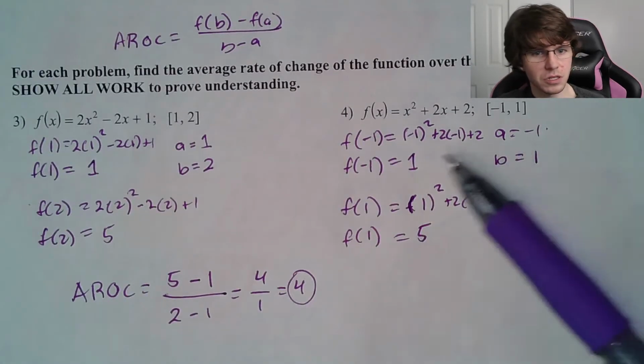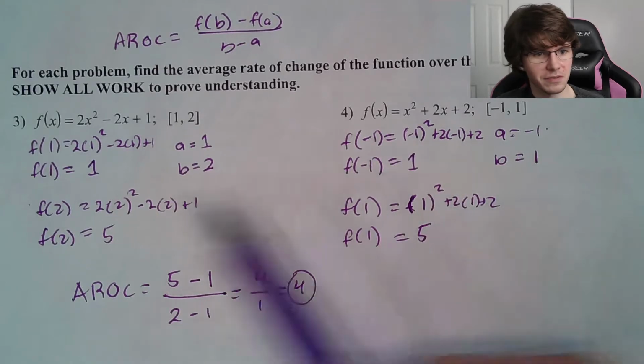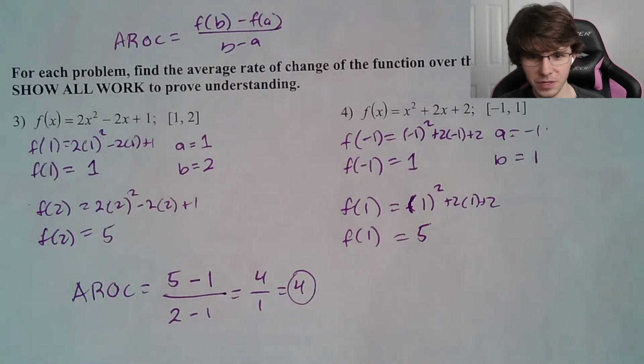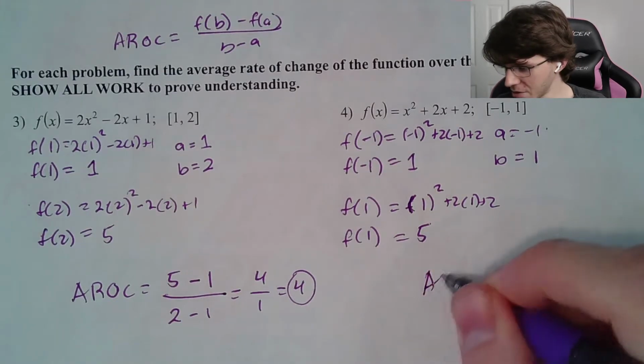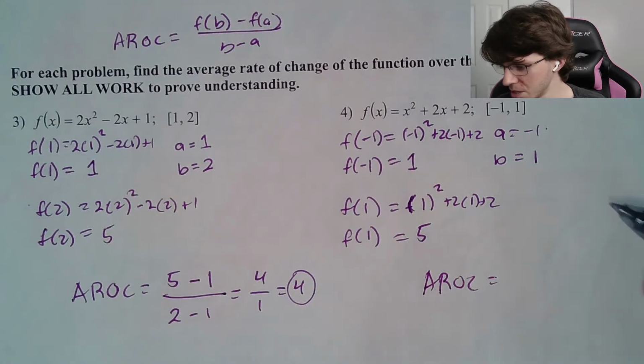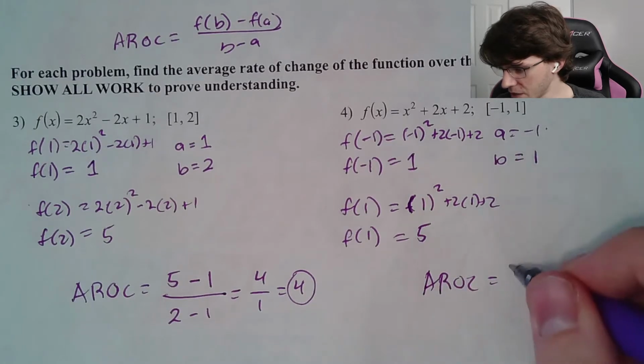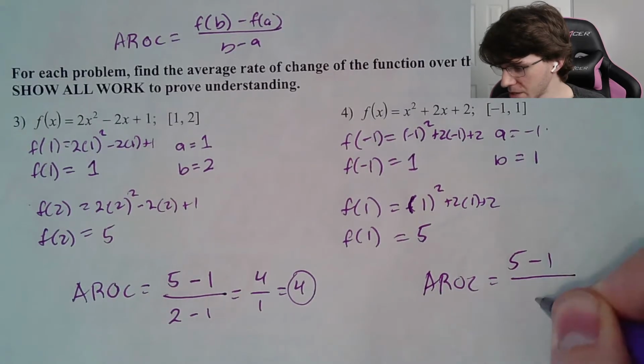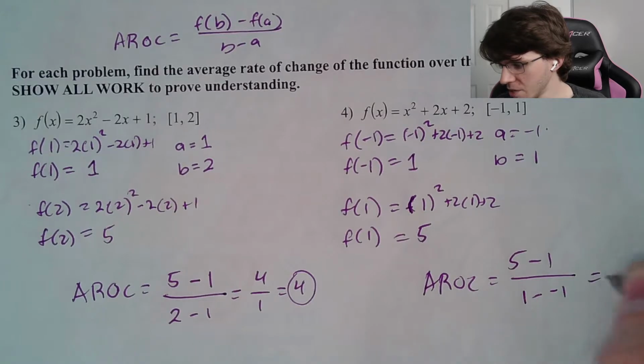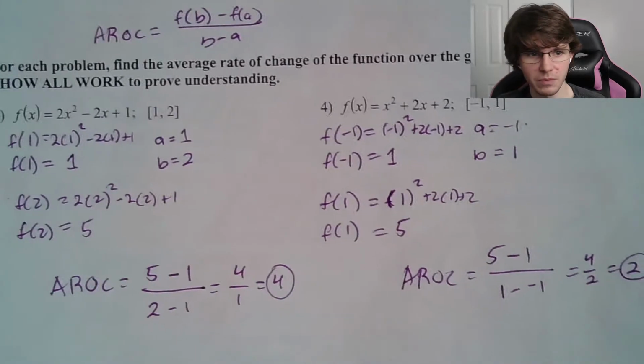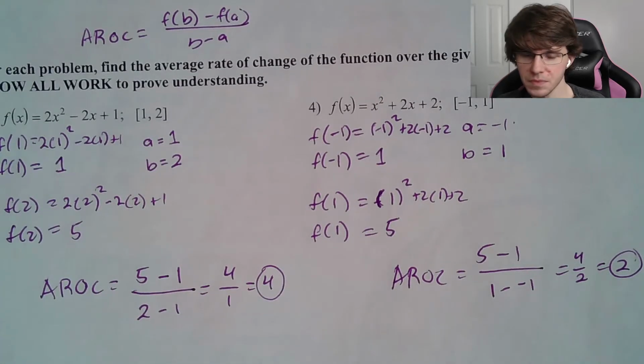That's actually kind of interesting. You get the same exact 1 and 5 as you did in the previous question. That's pure coincidence. It's not usually going to happen that way. And again, our average rate of change is going to be f of b, that's 5, minus 1 over b minus a. 1 minus -1 gives us 4 divided by 2, which is just 2. Oh, you can't even read what I wrote. It's just 2. Hopefully that was easy enough.